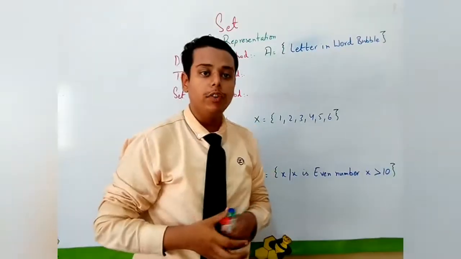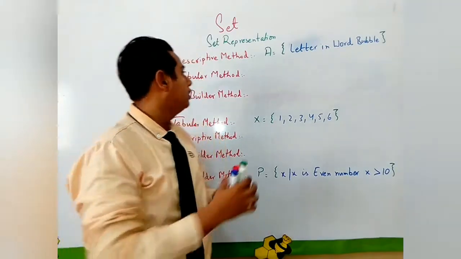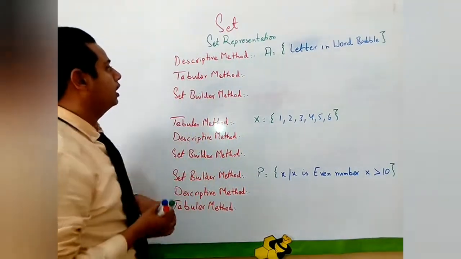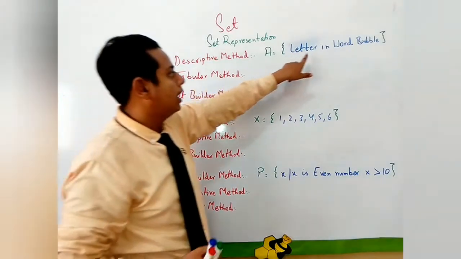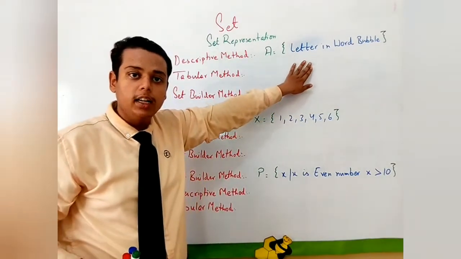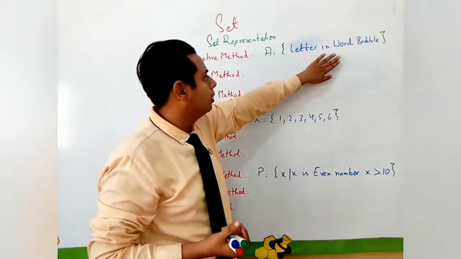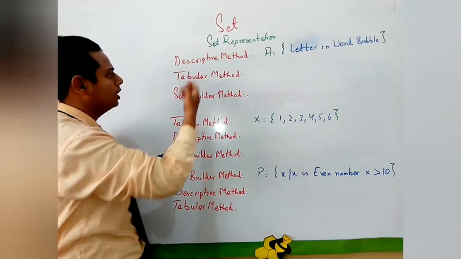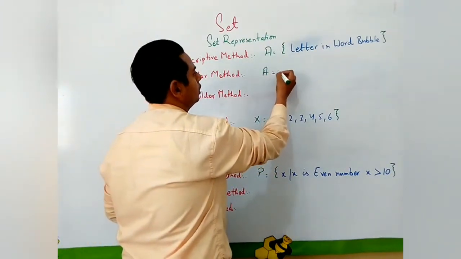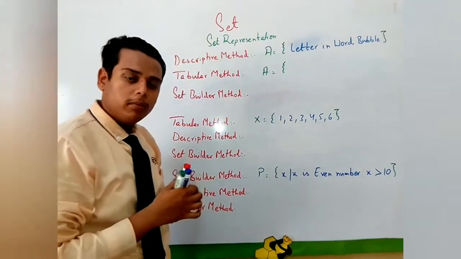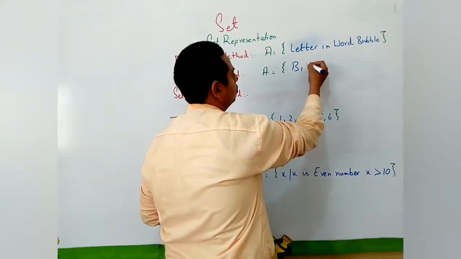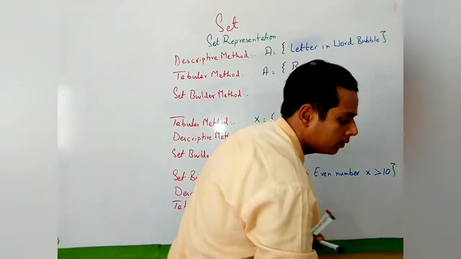Fine. Now we will learn how we can convert from one method to another method. The first is given over there, descriptive method. Letters in the word bubble means in this set the letters of bubble will be over there. So what will be the tabular form? Tabular form is a simple form. So A is equal to what will come? B, comma, U. Oh sorry.